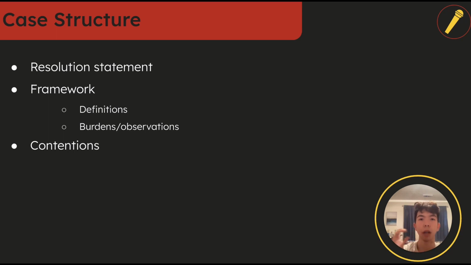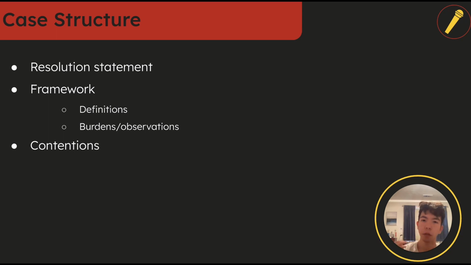Next, you have framework. Now, your framework is how you're setting up the judge's evaluation of the round. So you have a couple of key components. The first is definitions. Your job as a debater is to clarify the individual words of the resolution text as they come up. Now, this has 2 purposes. First, it clarifies what it is that you're actually talking about, but second, and more sneakily, it sets up individual expectations for what each debater is supposed to defend.